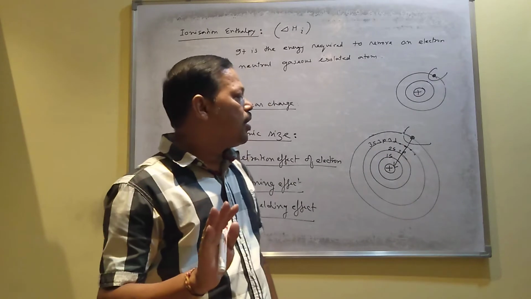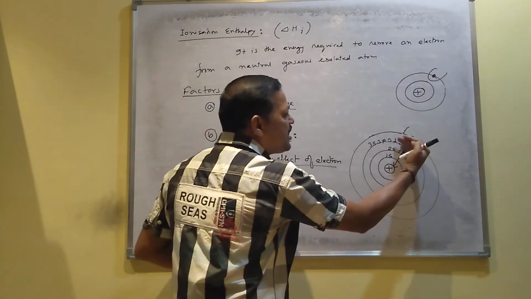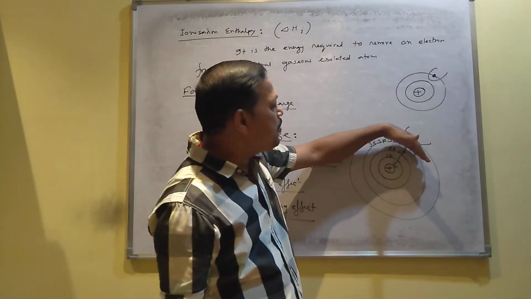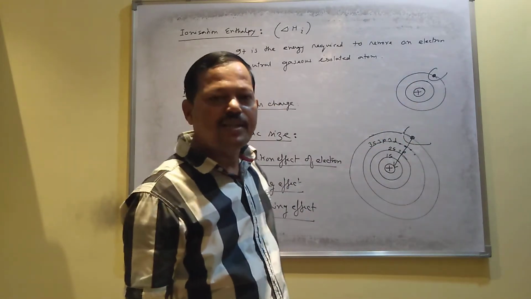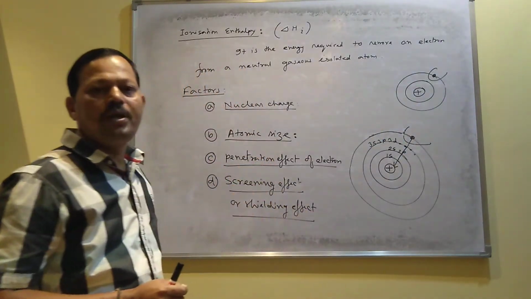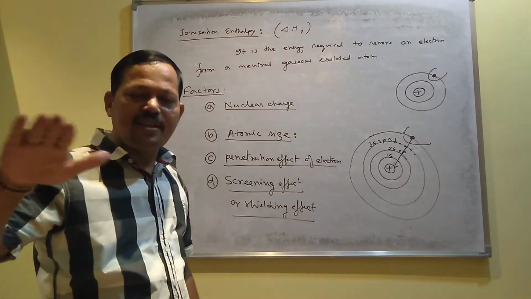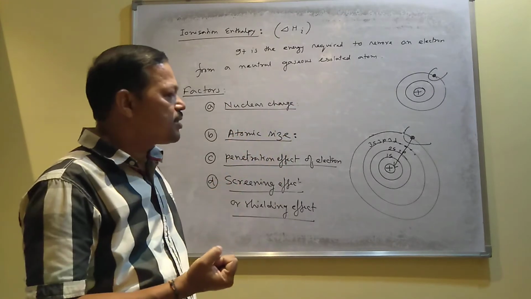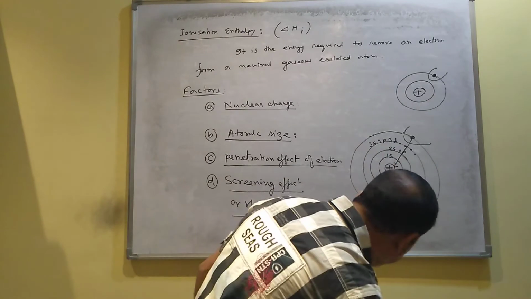In this way, the inner electrons act like a screen, and due to this screening behavior, the force of attraction goes on decreasing. So as the shielding effect or screening effect increases, ionization enthalpy decreases. I mean, as the screening effect increases, the force of attraction decreases. That's why you can remove the electron easily, and the energy required will be less. So the conclusion: as the shielding effect increases, the force of attraction between the valence electron and the nucleus decreases, so ionization enthalpy also decreases.